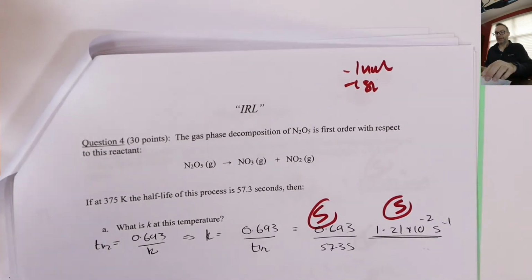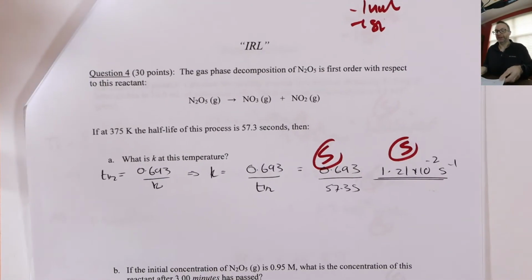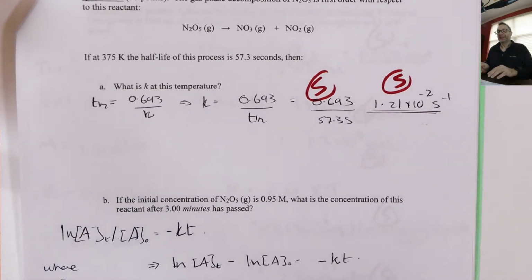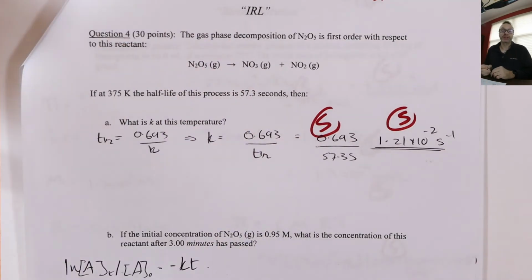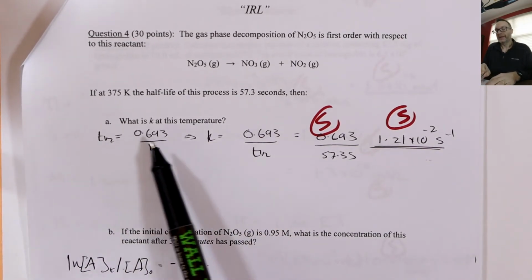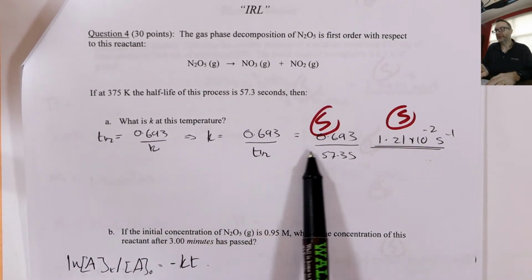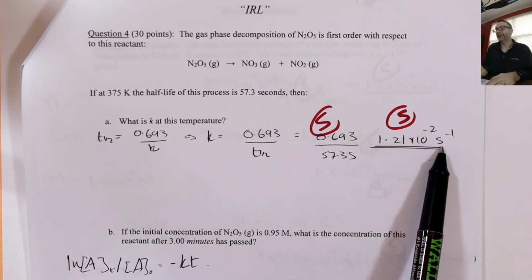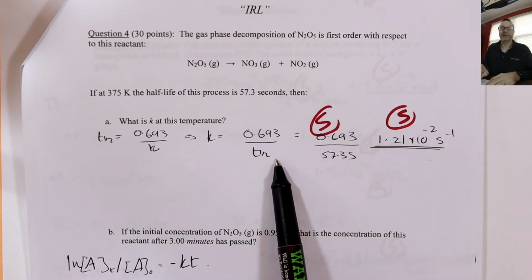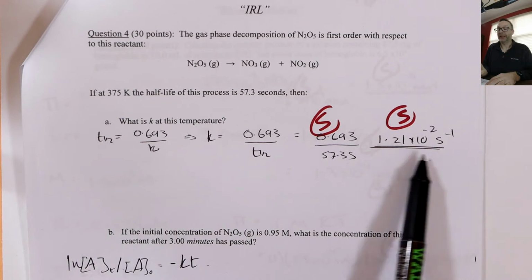Number 4, integrated rate law. If you recognize it's an integrated rate law problem, just use the equations from the data sheet for the first order. I did say first order. k in terms of half-life, rearrange, stick in the numbers, units of seconds to the minus 1. Because if the units of half-life are in seconds, second to the minus 1 must be k, right?